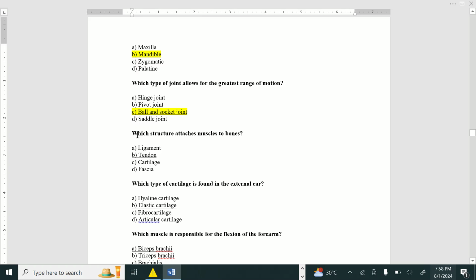The next MCQ is: which structure attaches muscles to bones? A. Ligament, B. Tendon, C. Cartilage, and D. Fascia. So the correct option is B.